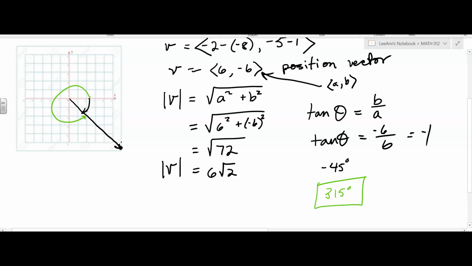Now, the cool thing about vectors, I don't know if I mentioned this earlier, is you can pick them up and you can move them, and they retain their magnitude and their direction. Now, that's helpful to us when we want to add and subtract and multiply vectors. So that's why vectors are cool. Okay.